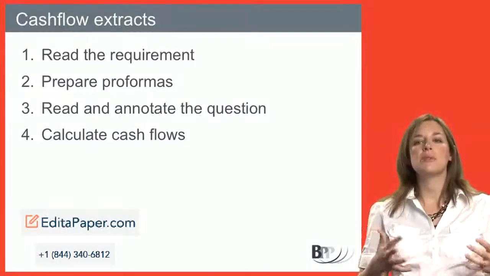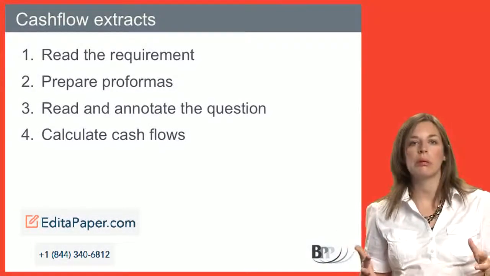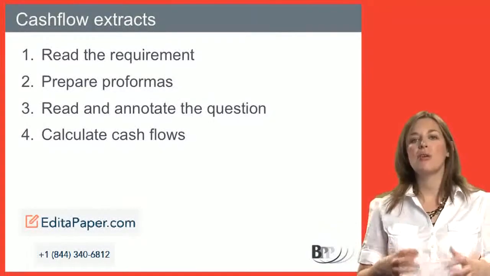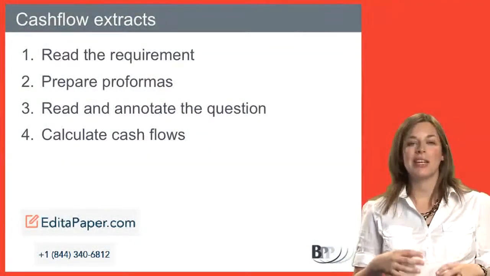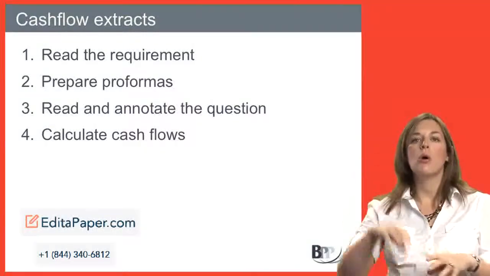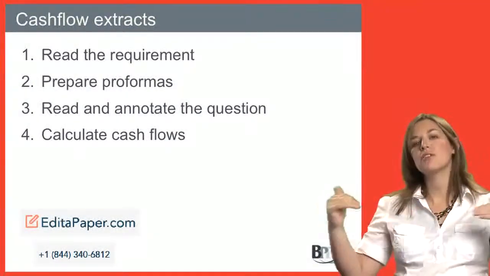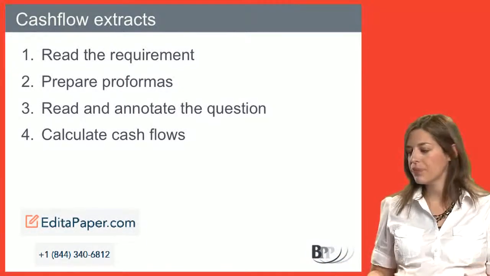You can't really predict what's going to be in a cash flow. It could have a variety of different numbers, different lines. So don't spend too much time writing out a full-blown pro forma. All I just want are the headings. So if it's cash flow from investing activities or cash flow from financing activities.